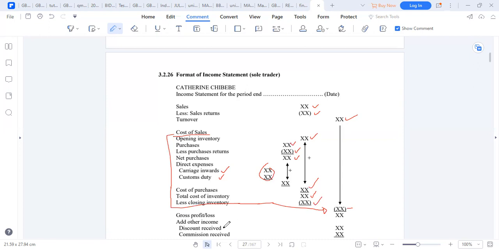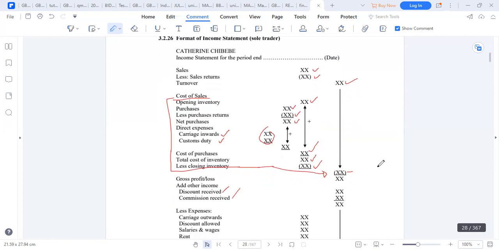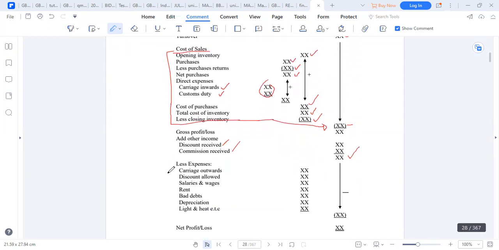Then if we have any other income like discount received, commission received, rentals received, these ones will add to our income. So this becomes our new gross profit or our new income. Then to this income, we're going to subtract the expenses that we may have. What kind of expenses do we have? We have carriage outwards, the transport for transporting our goods. We can add the discount allowed, because we're losing out. The salaries and wages, these are administrative costs, the rent, the bad debts, when we decide to write off a debt, the depreciation, light and heating.